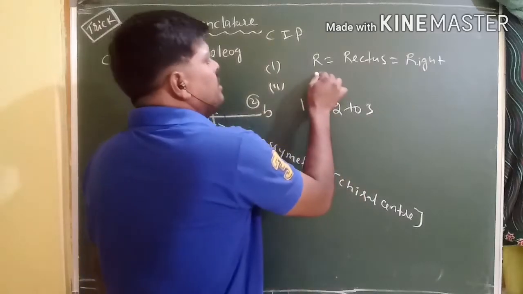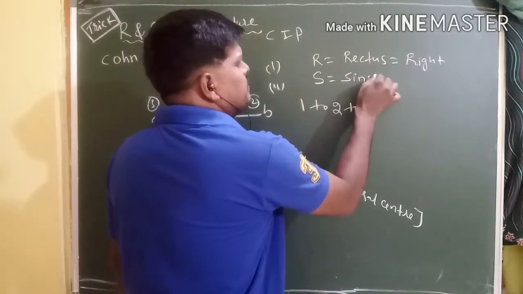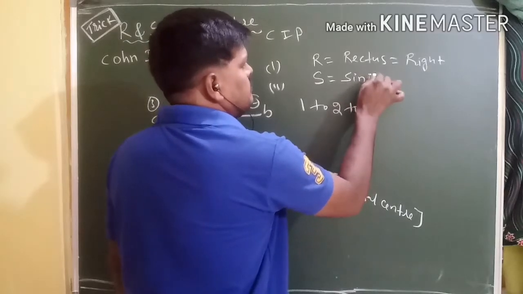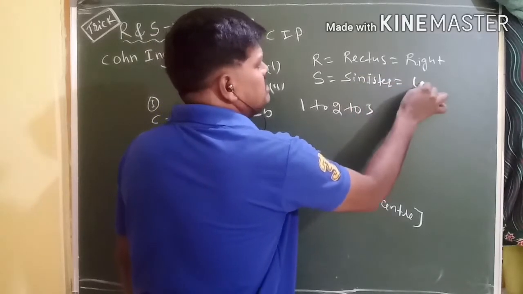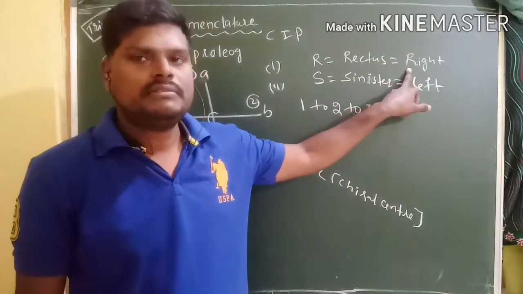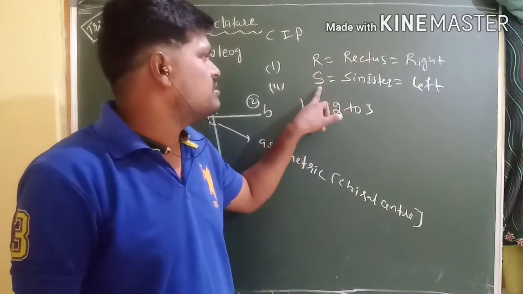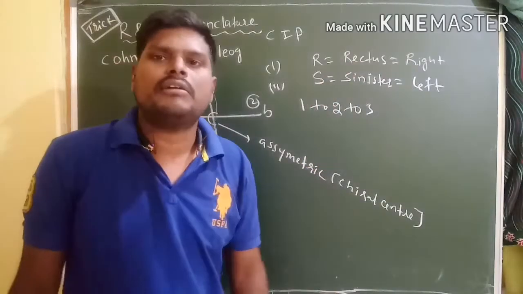According to the Latin word, S stands for sinister, which means left. So the clockwise direction belongs to R configuration, and the anti-clockwise direction belongs to S configuration.